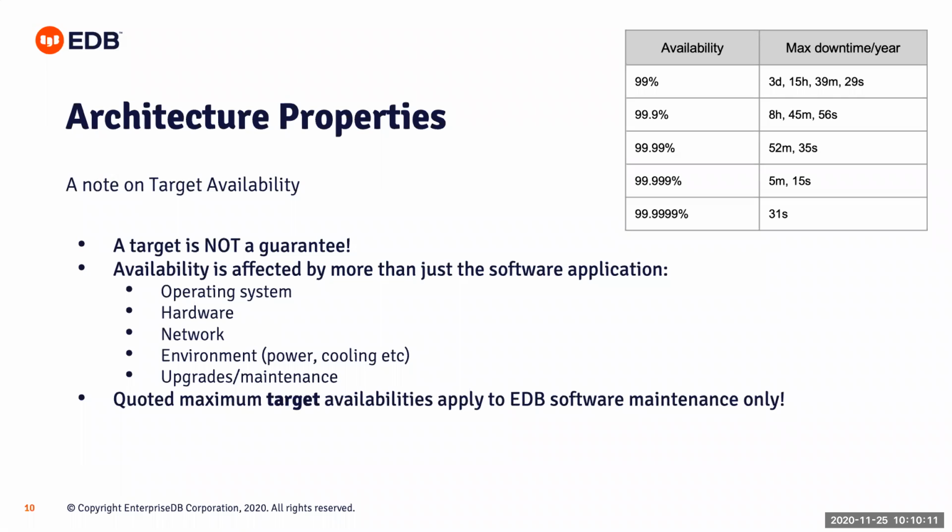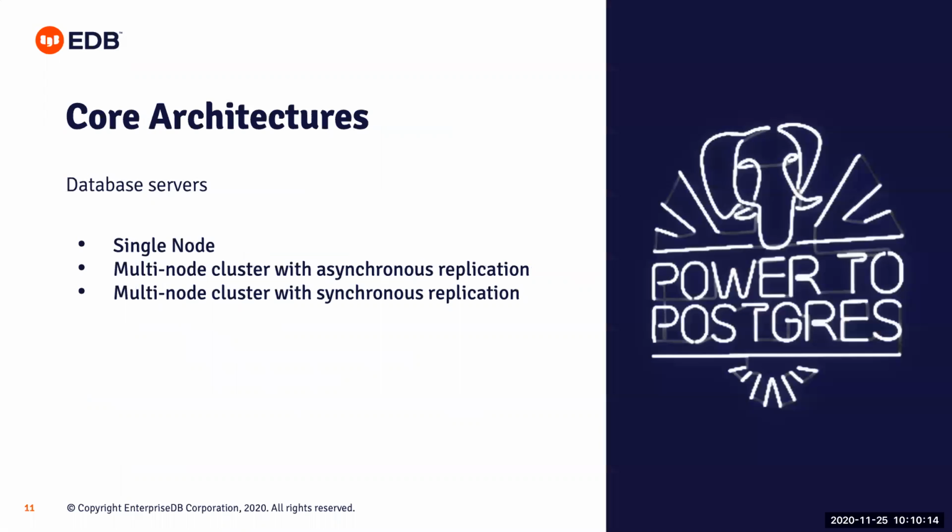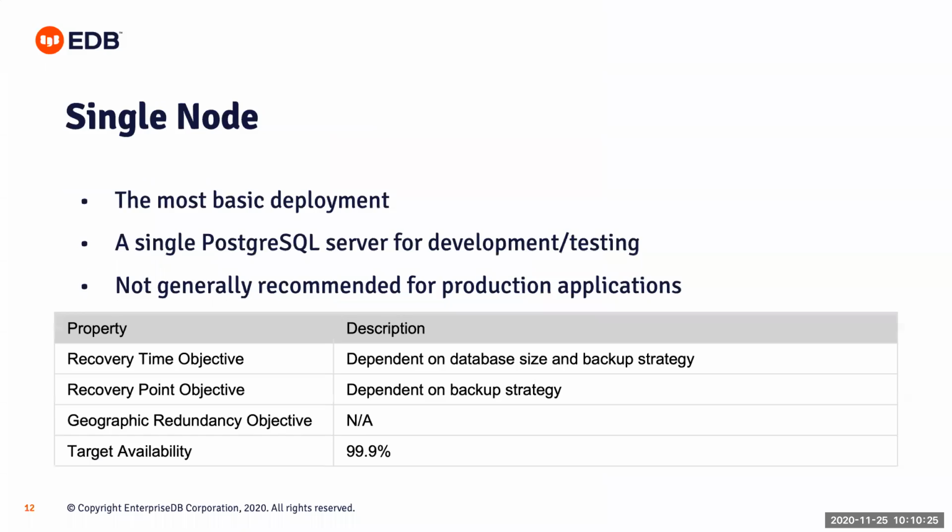So, on to the core architectures: single node, multi-node, and multi-node with respectively asynchronous and synchronous replication. A single node is the most basic deployment you can do of a database. You're running just one server. We do see some organizations running this for not very critical databases in production, but usually deploying a single server is something that you do for development and testing purposes.